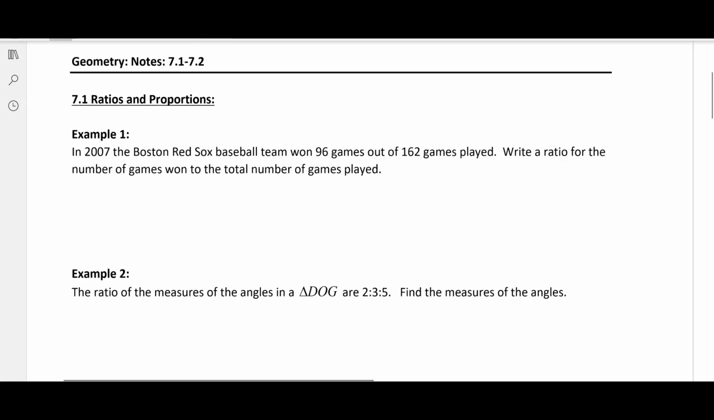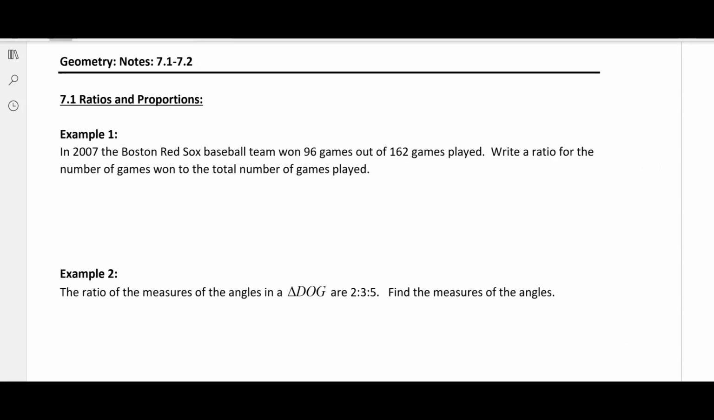So we are going to start off today with talking about 7.1 ratios and proportions. In this first example, in 2007, the Boston Red Sox team won 96 games out of 162 played. We need to write a ratio for the number of games won. A couple ways that we can write ratios is x colon y, or you can do x over y. You can write it as a fraction. So those are two ways that you can write out your ratios.